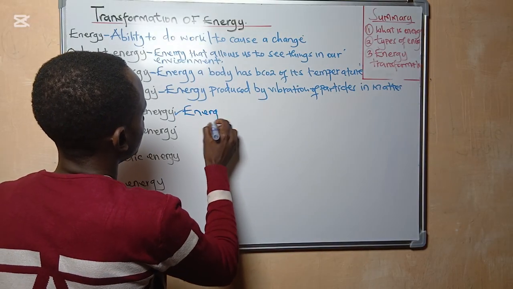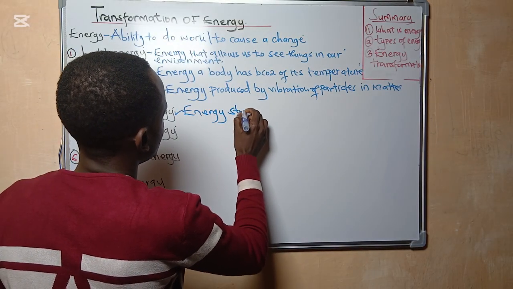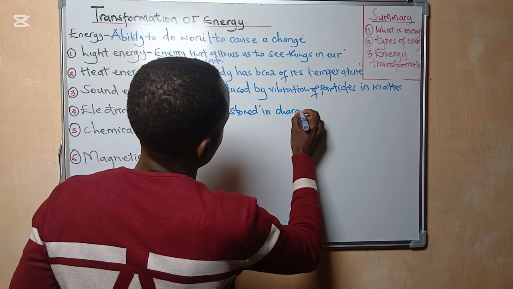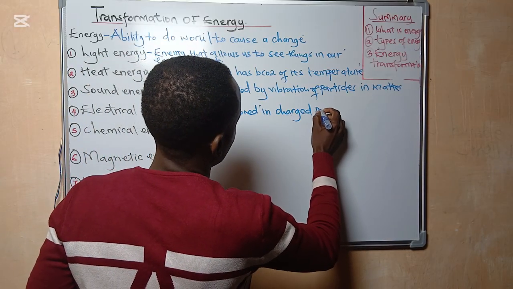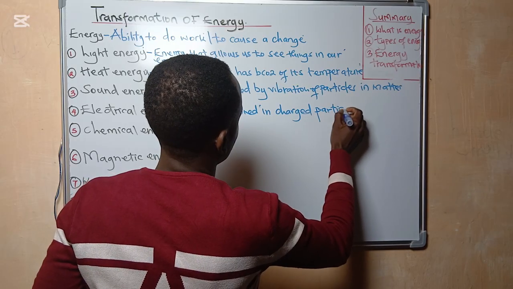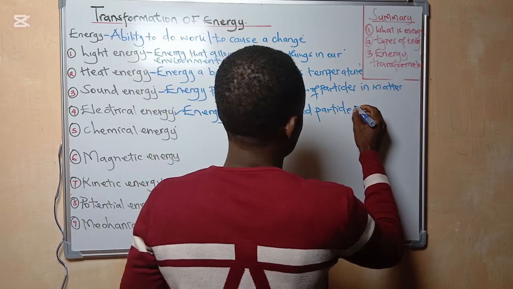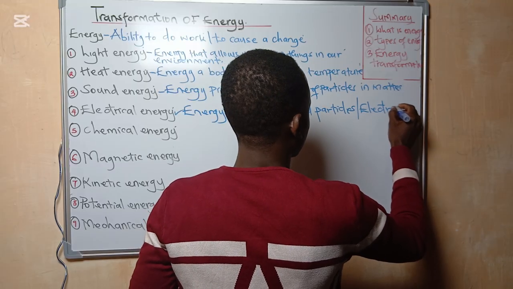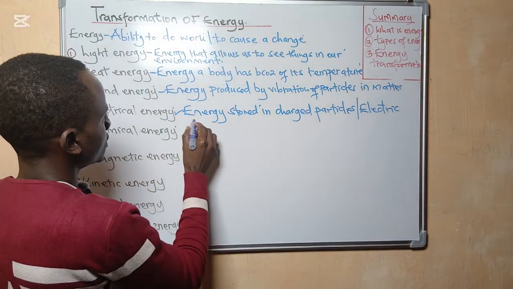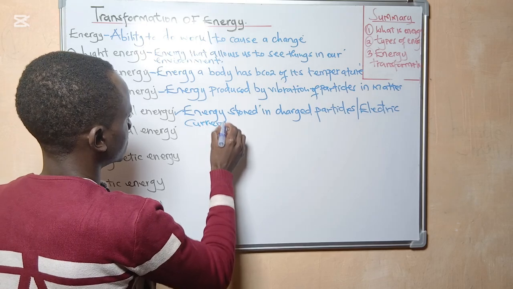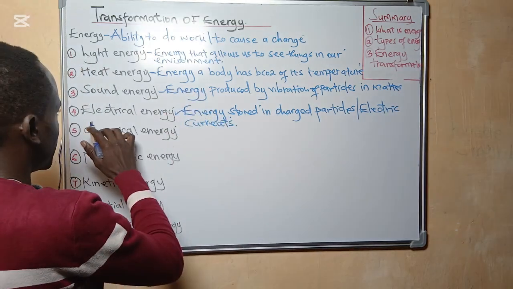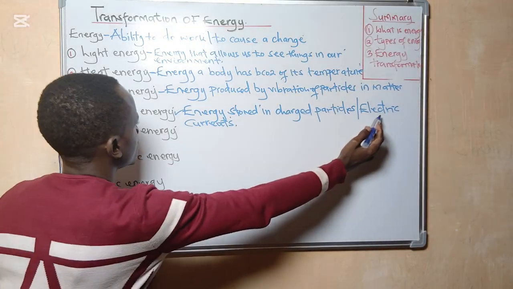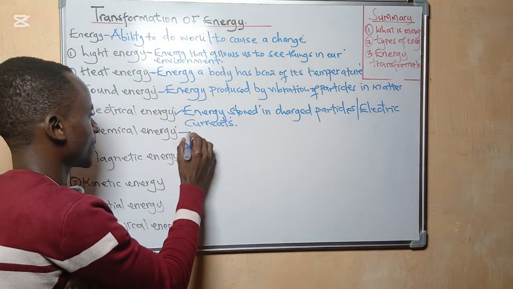So energy stored in charged particles or electric currents. So electrical energy, this is a form of energy stored in charged particles or electric current.